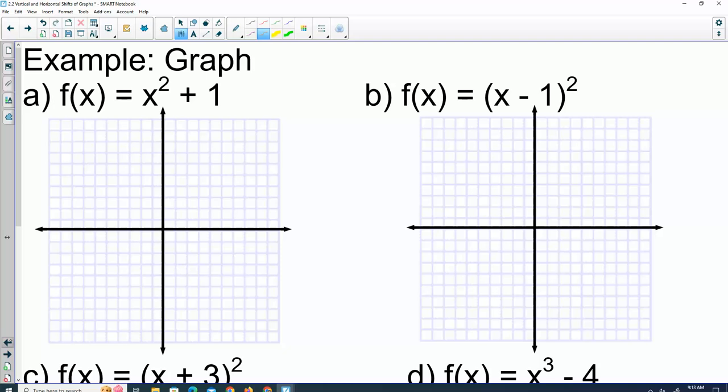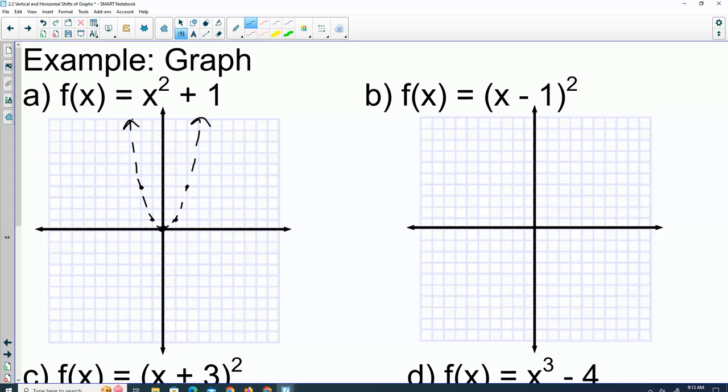So on A, x squared plus 1, what is my parent function? Just the x squared, so the quadratic. 0 squared is 0, 1 squared is 1, 2 squared is 4, negative 1, 1, negative 2, 4. Does everyone know how I get those points?